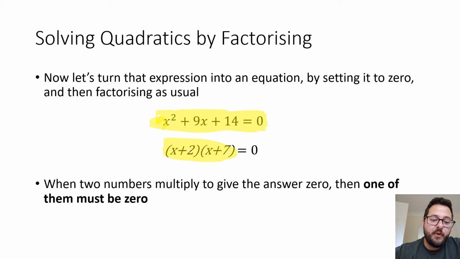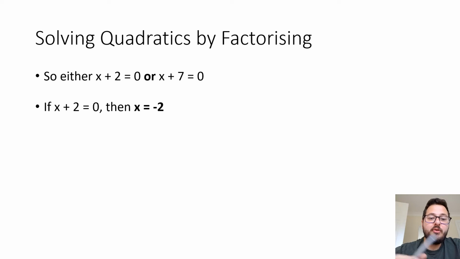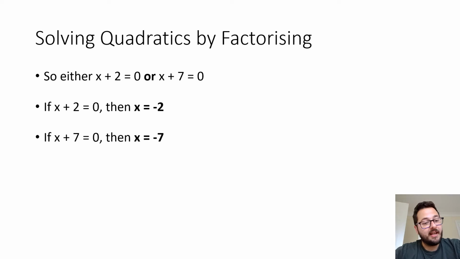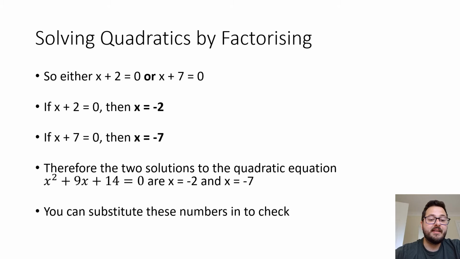Okay, so we've just said that either x plus 2 is 0 or x plus 7 is 0. Let's look at the first one. If x plus 2 is 0, then a quick solve, take away 2 from both sides, x must be minus 2. If x plus 7 is 0, take away 7 from both sides, x is minus 7. Therefore, the two solutions to the quadratic equation are x is minus 2 and x is minus 7.